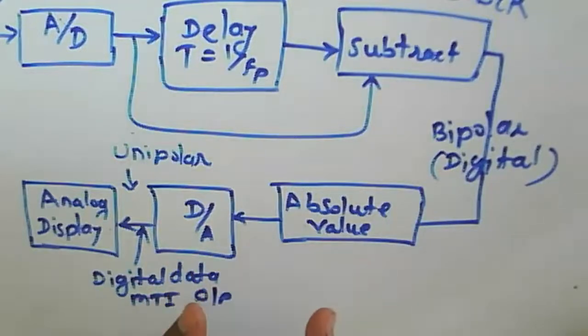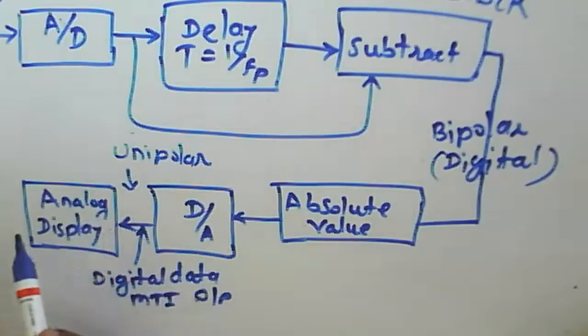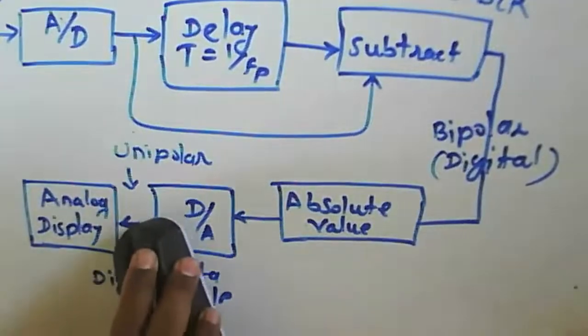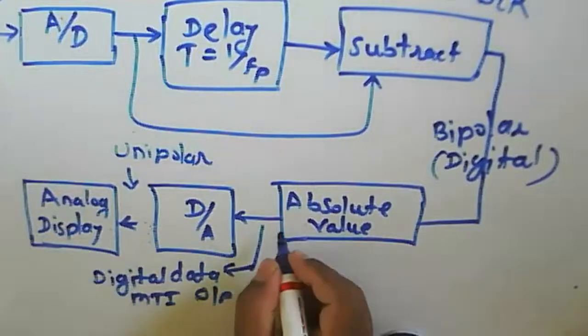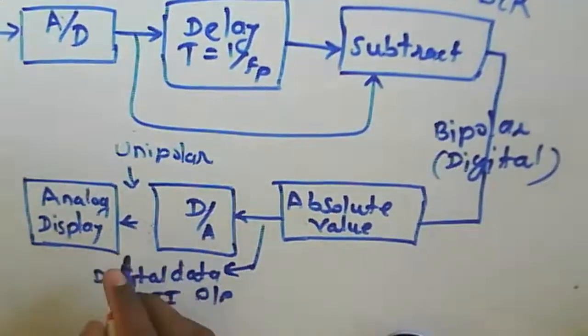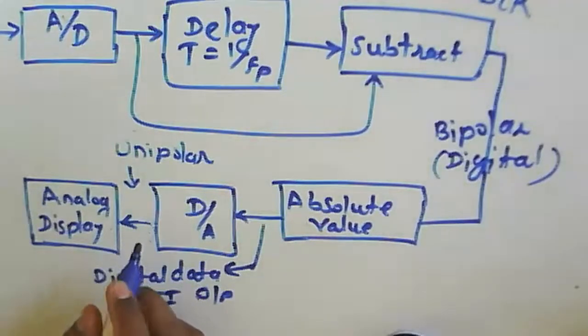We need to convert that value from digital to analog so that we get a display on the analog display device. Or we can take the digital data output here, sorry, I was supposed to consider that here we are getting the digital data, and this digital data can be used for further processing also. And this one is about your analog display, where we are getting the signal.